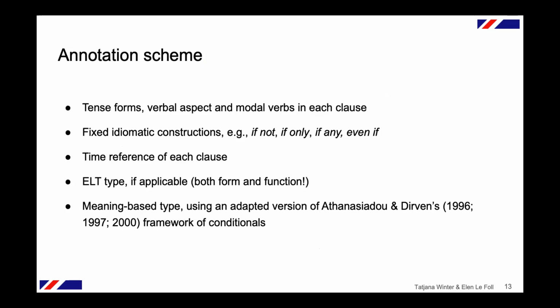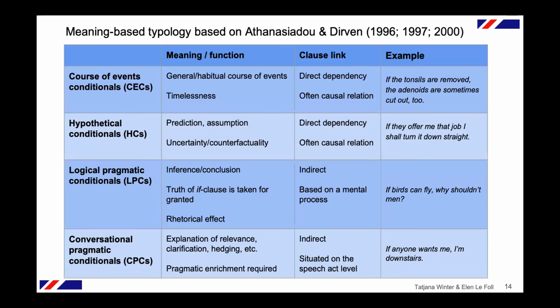And then all 4 sets of if sentences were manually annotated for tense forms and aspects and modal verbs, fixed idiomatic constructions, the time reference of each clause, so present, future, past, the corresponding ELT type if applicable, and the meaning-based type. There we used a simplified version of the typology, which I will explain on the next slide. Now, this typology was proposed by Athanasiadou and Dirven, and it focuses on meanings rather than tense form combinations.